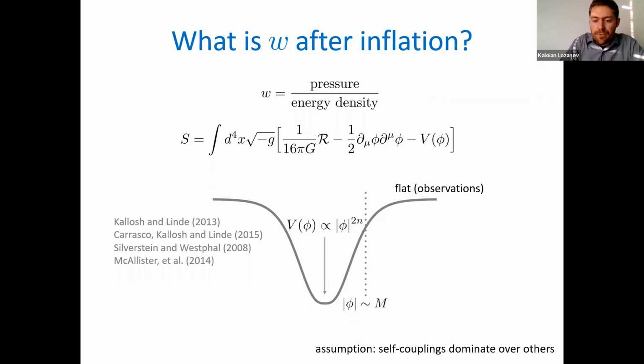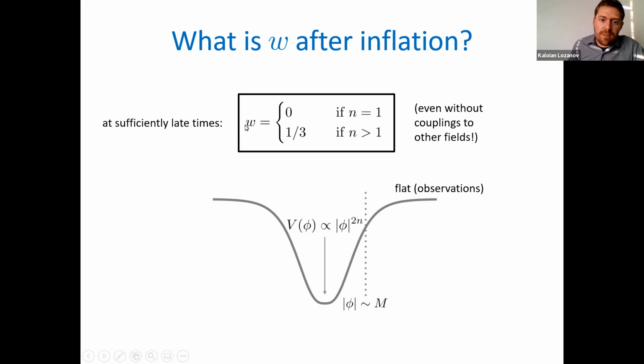So within this framework, we find the following very simple answer to the question. We find that at sufficiently late times, the equation of state is zero if n is one, or a third if n is greater than one. Note that we can achieve radiation domination easily, even without coupling the inflaton to additional light fields.